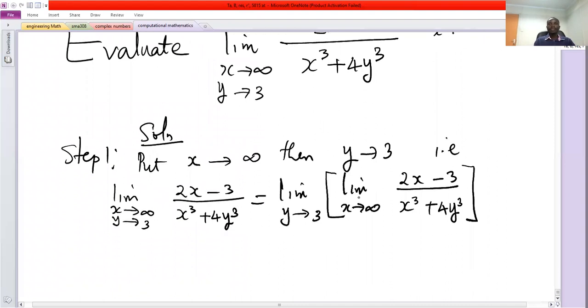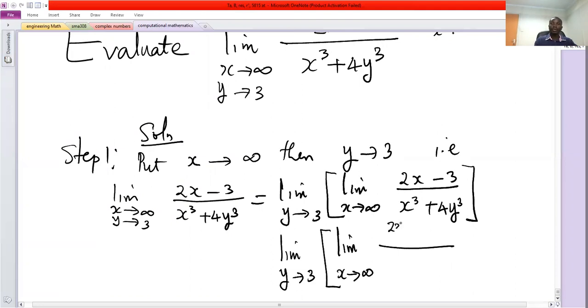So the limit of this function will be the same as limit y approaches 3 of limit x approaches infinity, but now each term is divided by this x to the power 3. So we'll have 2x over x to the power 3 minus 3 over x to the power 3. So 2x over x to the power 3 is just 2 over x squared, plus 4y to the power 3 over x to the power 3.